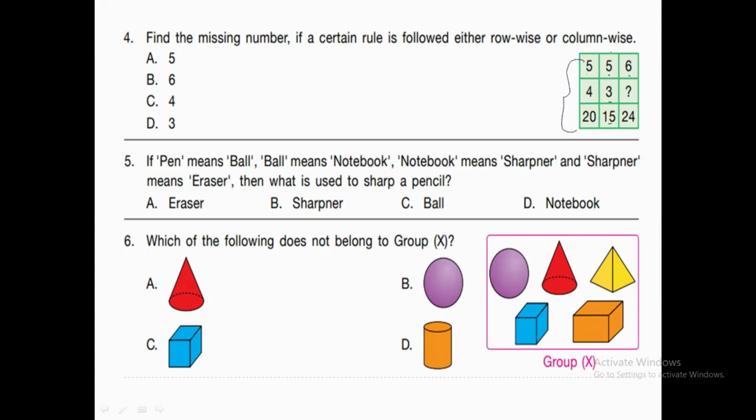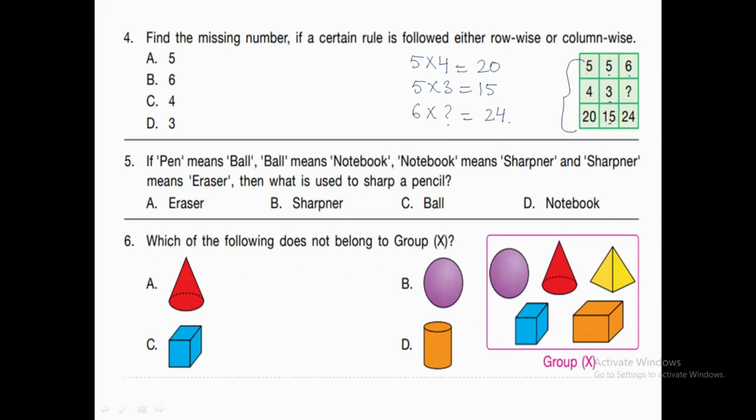So what we can see is that 5 fours are 20. What is happening over here? If we multiply 5 with 4, we get 20. Yes, 5 fours are 20. Similarly, 5 threes are 15. Now here 6 and a question mark are given, and the answer, which is 24, is given over here. Now we need to find what number should be at the place of this question mark.